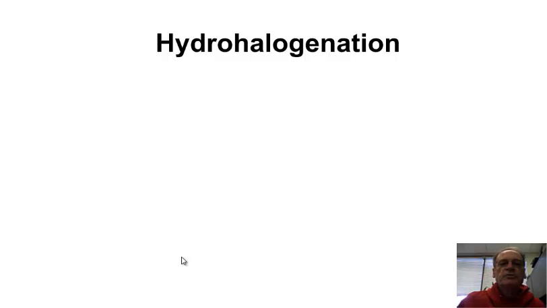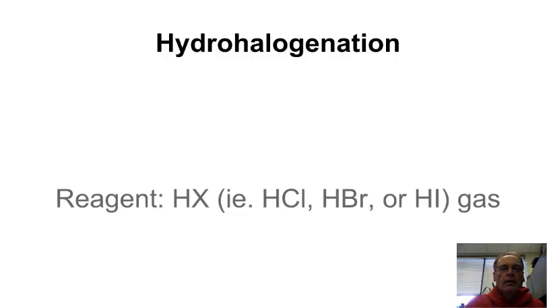Hello. In this presentation, I will be discussing one of the 10 reactions in Chapter 5, 9 of which, if you remember, are addition reactions. The first of the addition reactions is called hydrohalogenation. The reagent that we use is very simple, either HCl, HBr, or HI gas. Typically, we'll be using HCl and HBr because they work a little bit better than hydrogen iodide.